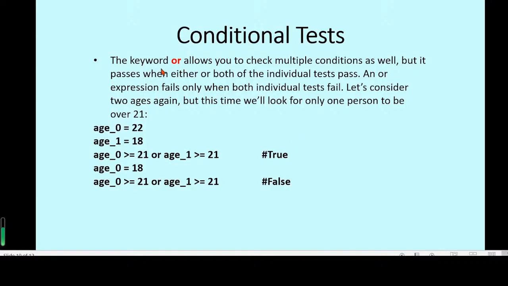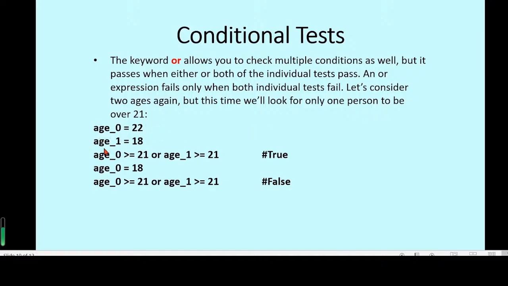And you can also use the keyword OR, which allows you to check multiple conditions as well, but it passes when either or both of the individual tests pass. So an OR expression fails only when both individual tests fail. So let's consider two ages again, but this time we will look for only one person to be over 21.